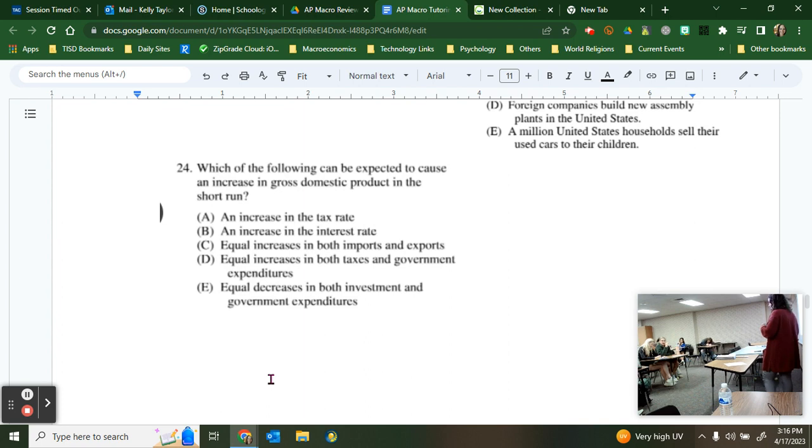Why? The multipliers are different. There's a tax change, which will be multiplied by KT, and a spending change will be multiplied by KS. And so on letter D, spending is greater than taxes. So you're still going to have a boost of aggregate demand here. It's not going to cancel out like C and E do.